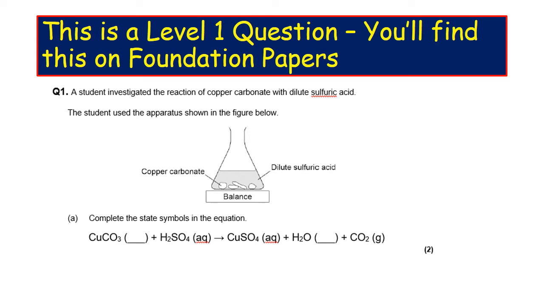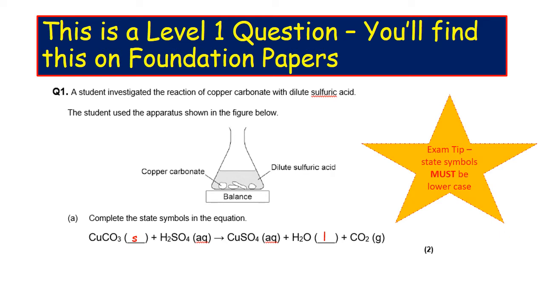And we're asked to complete the state symbol. So copper carbonate is CuCO3, and we can see that is solid. And then we've got water, which would be liquid. Now, big exam tip here, they were very particular about this last year. State symbols must be lowercase. So you might get away with an S, either upper or lowercase by itself, but with the L's and G's, they will be looking to see that you are using lowercase letters.